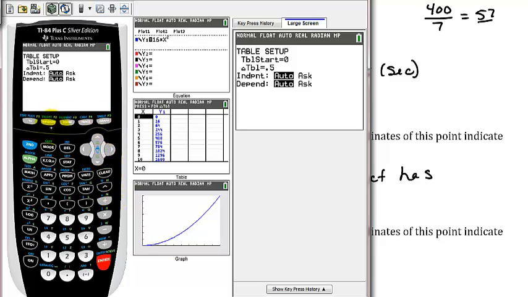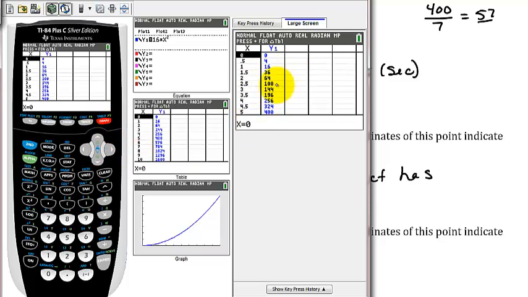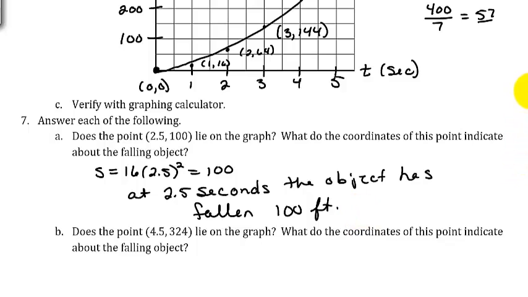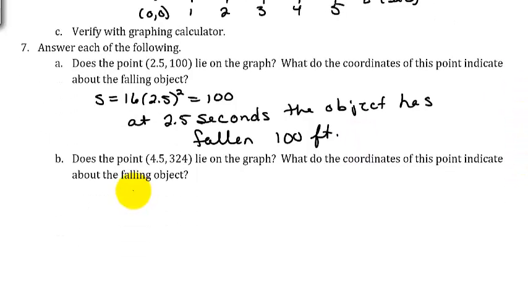And so now we can go back to our table, hit the second key and the graph button, because that's where the table is. It'll bring up this table, and now 4.5 is in there, and we can see that the y value would be 3.24. So if you have a graphing calculator, you can do some of these things without actually doing the calculations. If you don't have a graphing calculator, you can still just plug 4.5 in like we did with the 2.5.